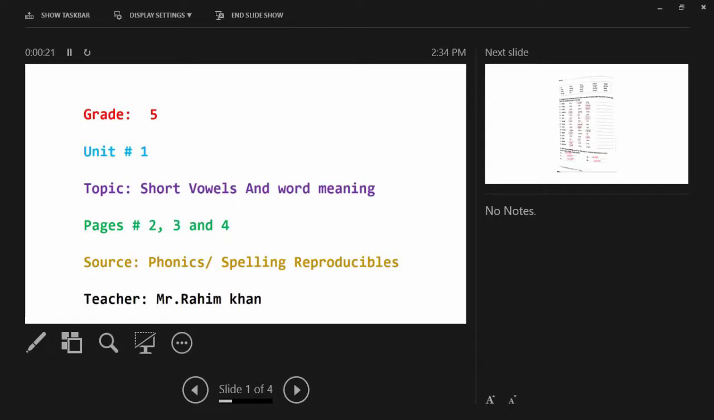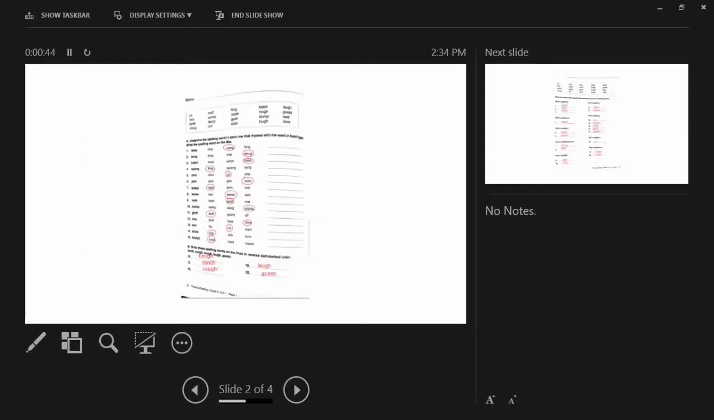Rahim Khan, and today I will give you a brief review video about short vowels and word meaning that we discussed in the last classes, page number 2, 3 and 4. So I would start from page number 2 because page number 1 was your homework which I gave you, and page number 2 for those who have missed the class, so you would have a brief idea about your lesson.